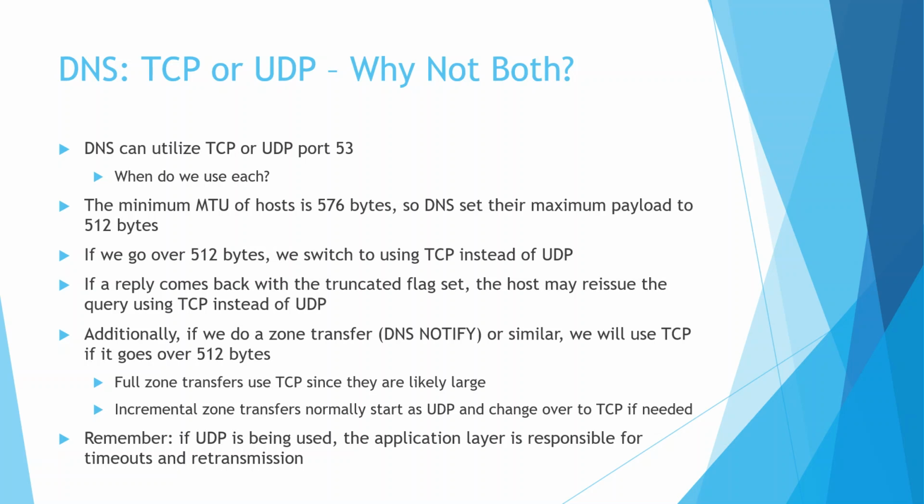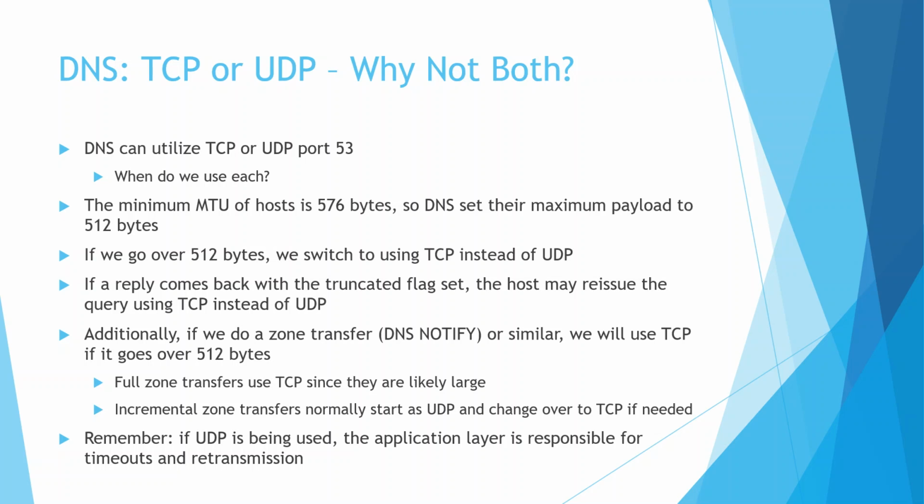And so we're just going to use TCP because, again, we don't want to fragment and we want to have reliable information being transferred between primary and secondary DNS servers. So it's obviously important to have accurate information, good error checking and things of that nature, so we use TCP for those. Incremental zone transfers might start as a UDP type of communication, but then they might change over to TCP if needed. So again, if it gets large, or if we're having issues with errors, then we might want to use TCP for that.